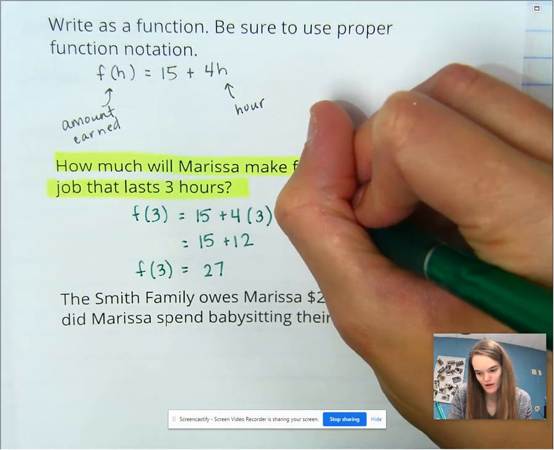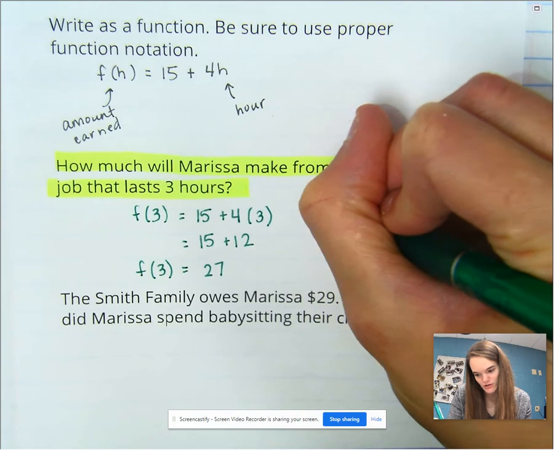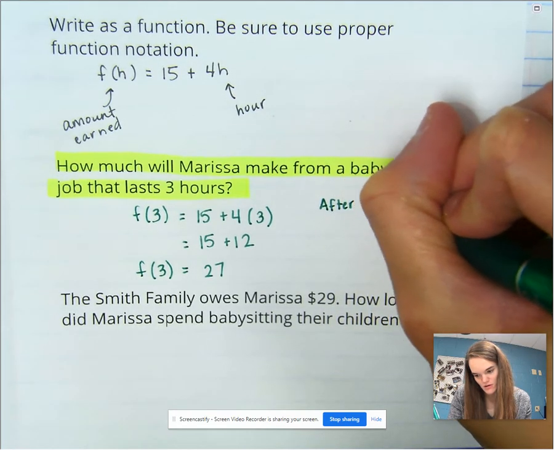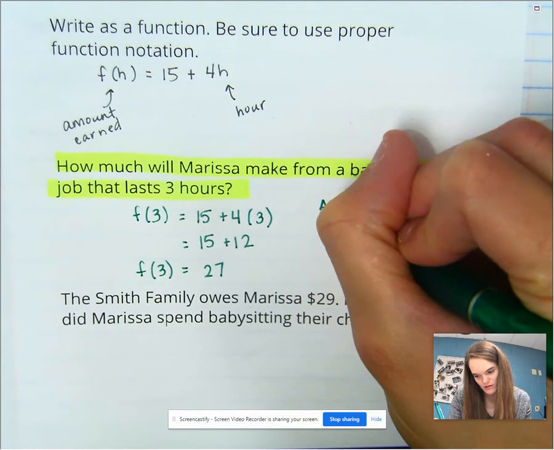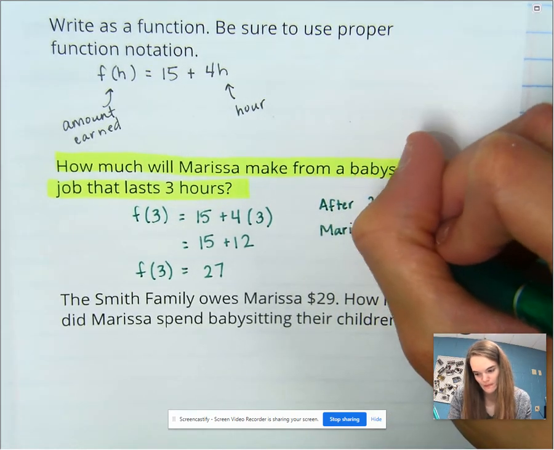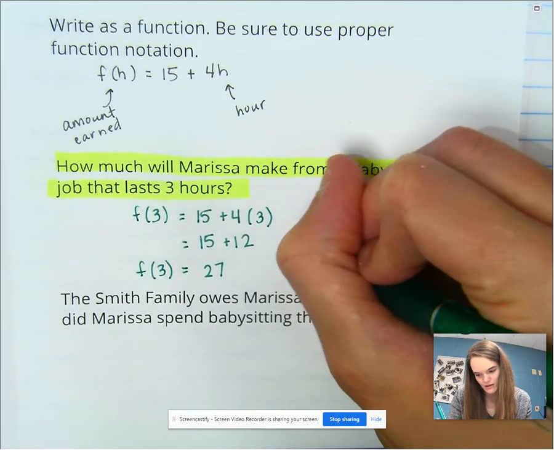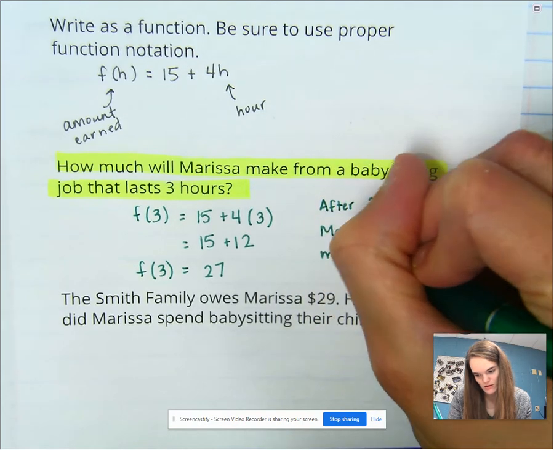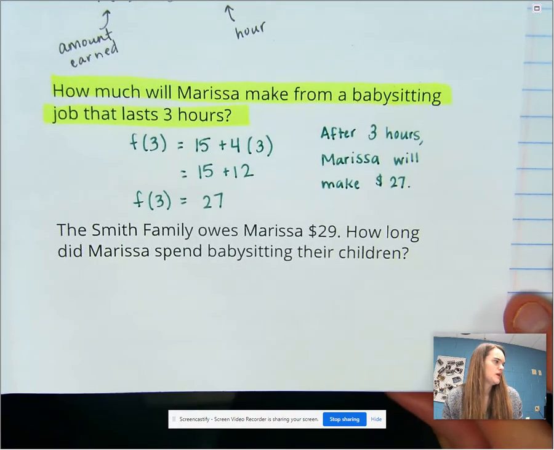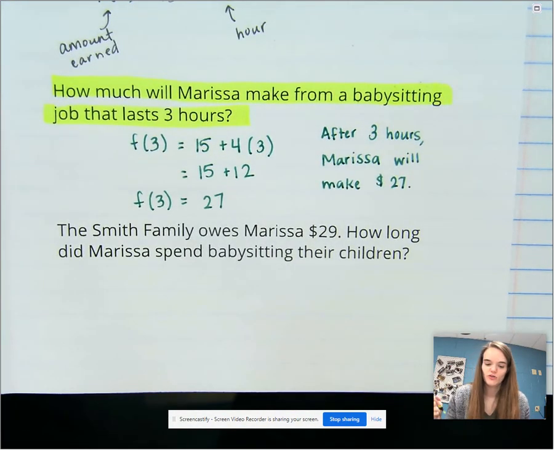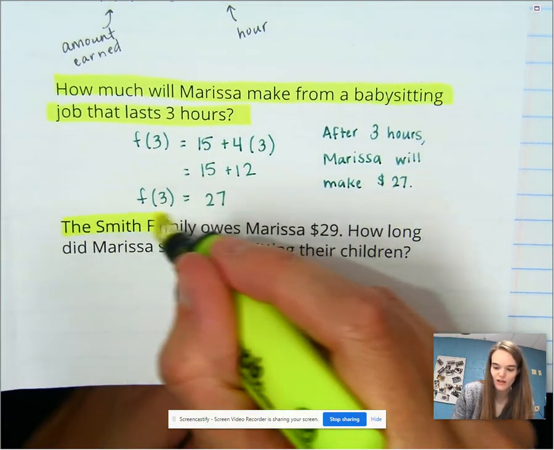So after 3 hours, Marissa will make $27. Charge more. All right, last question. You should have already done it. You should just be checking now.